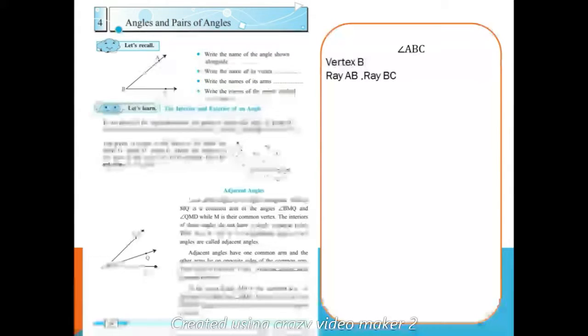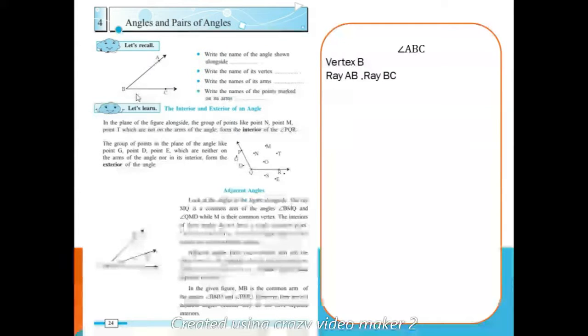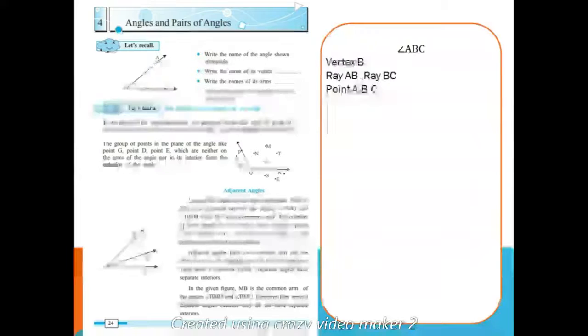Now write the name of the arms. Arms means we indicate them with rays: ray AB, ray BC. The next question is to write the name of the points marked on the arms. These are the points, this point and this point. So these are on the arms. Arm means the ray. So point A, point B and point C are the points on the arms. All this will form an angle.